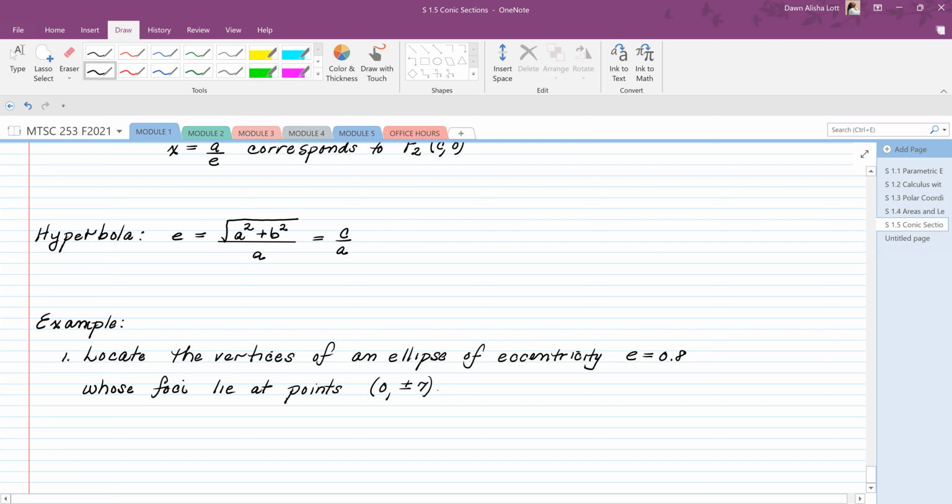Okay, so just looking at that, can you tell me what's the major and minor axis of this ellipse?